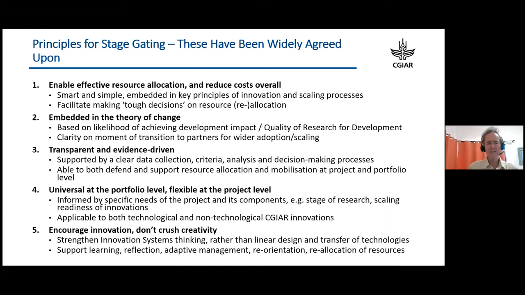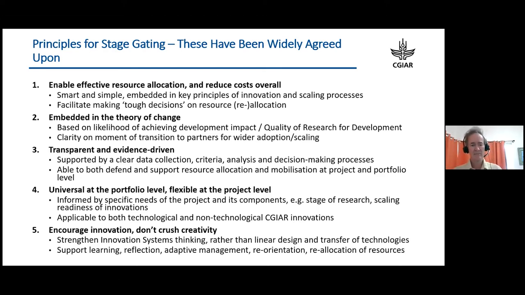So we had quite a discussion about the principles around stage gating, which then would need to be integrated into a workable mechanism. So the first one is enable effective resource allocation and reduce costs overall. We try to be as smart and simple as we can, facilitate making these tough decisions on allocation. The second, that this stage gating should be embedded in the theory of change. So it's based on likelihood of achieving development impact, conforming to quality of research for development aims of the system, and be clear on the moment of transition to partners for wider adoption and scaling.